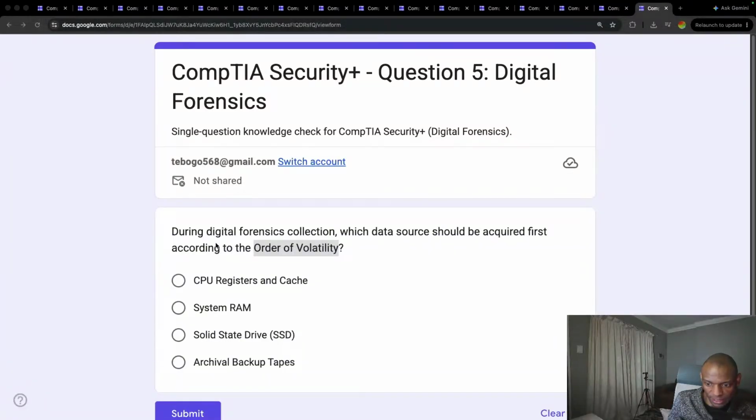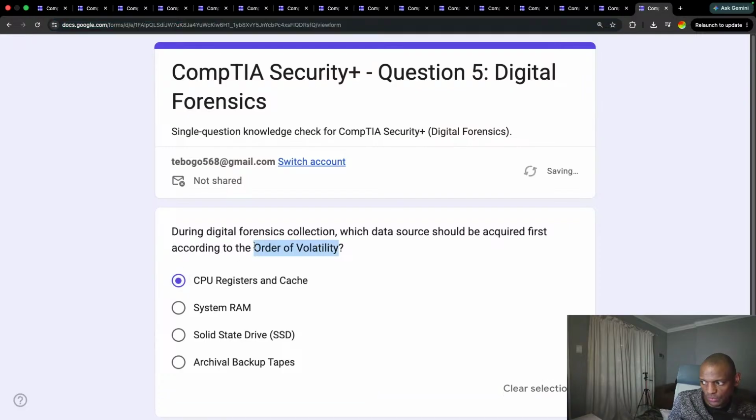And the correct answer is CPU, registers, and cache is more volatile. So all of these are very important during forensics. Data should be collected from all of them during an incident, but this one should be the first one, because if a PC switches off or if a server switches off, then you lose this. You lose the CPU registers and the cache. Then you won't be able to collect the data.